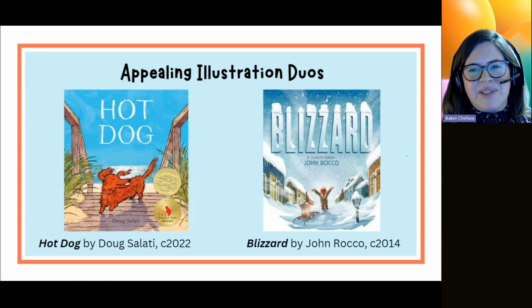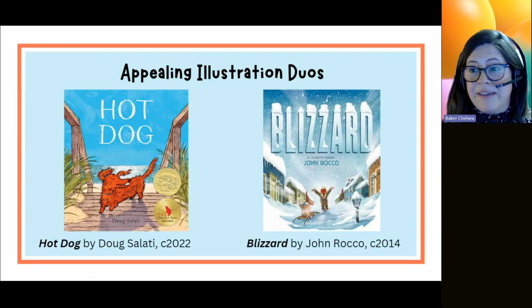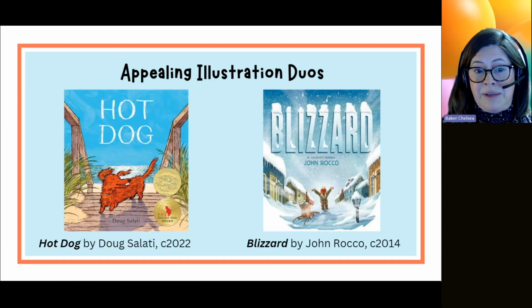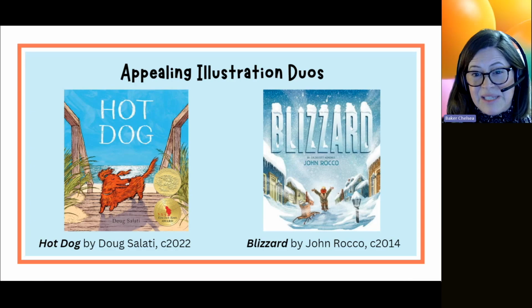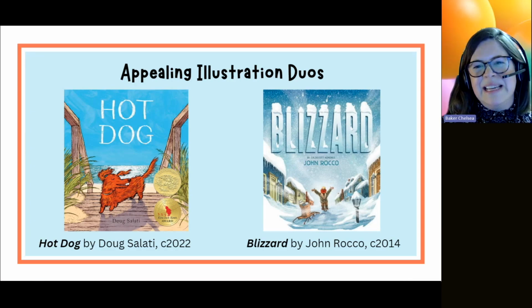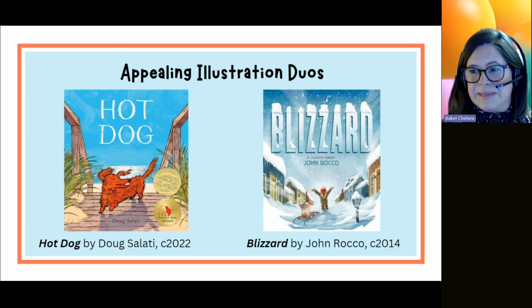Other appealing illustration duos. Sometimes if you have a little more time to read more than one story, I like putting them in duos. And here's my classic opposites, Hot Dog and Blizzard. Hot Dog is by Doug Salati. That's more recent, and it won a Caldecott Award. John Rocco has lots of really good natural disaster type books for the little ones. So Blizzard is a really good story. It has fold-out pages.